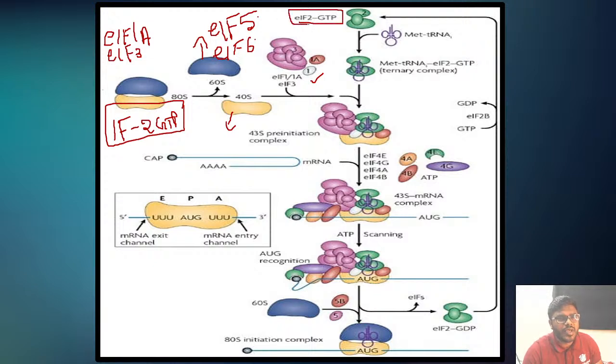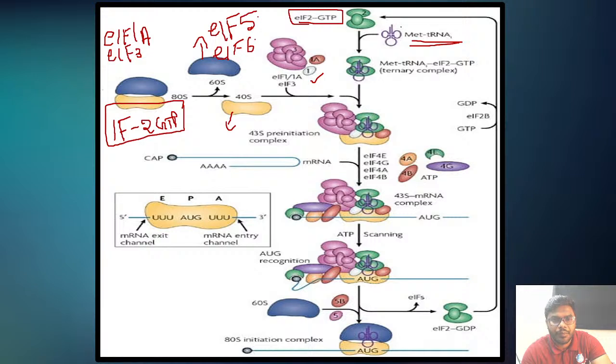EIF2 GTP. This is the one, friends, who is going to bring this particular methionine tRNA. Now friends, you only try to understand the concept very clearly. Do you think there is any formation of the formyl methionine tRNA? No, right, friends?